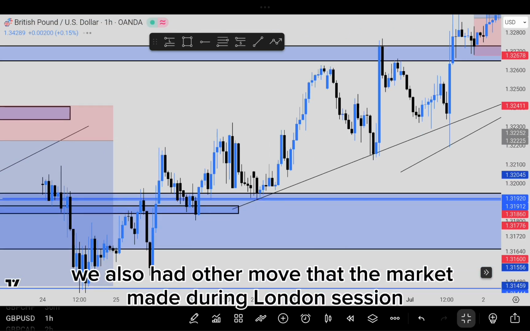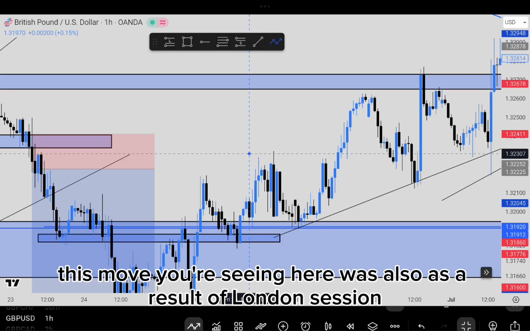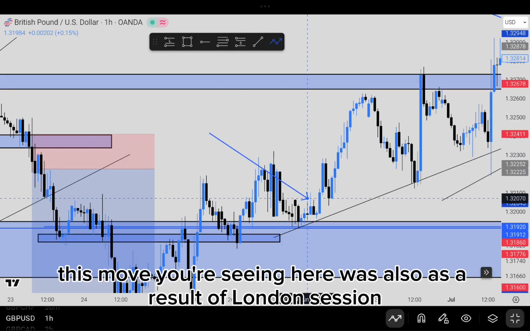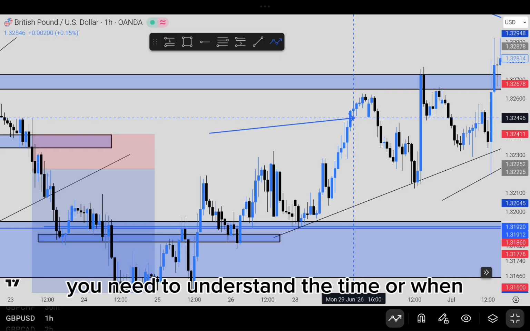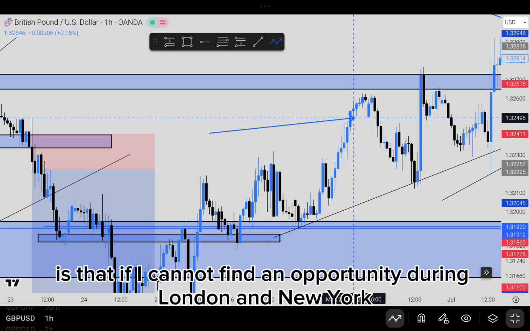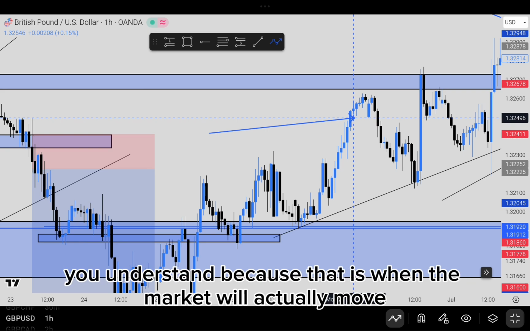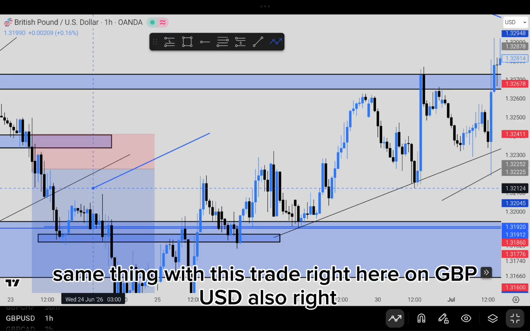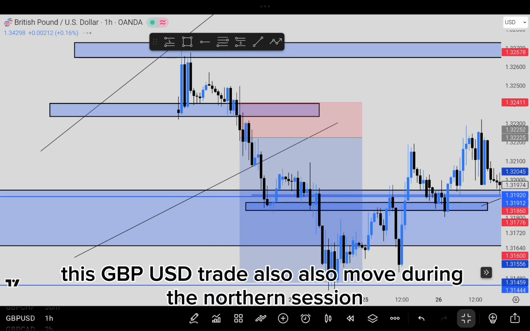It was the London session that gave me this profit. We also had other moves that the market made during the London session. This move you are seeing here was also a result of the London session push. You need to understand the time when you ought to be trading that particular pair. What I do basically is that if I cannot find an opportunity during London and New York, then I rest for the day and continue the next day, because that is when the market will actually move. Same thing with this trade right here on GBPUSD, which also moved during the London session.